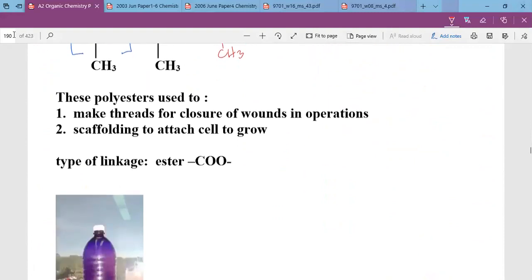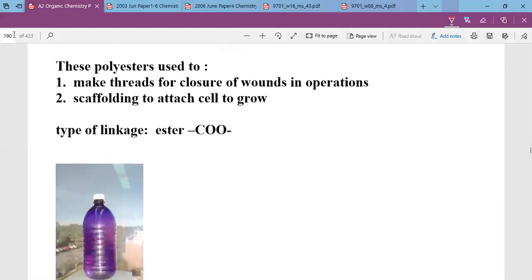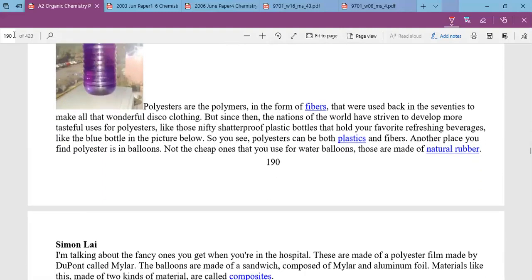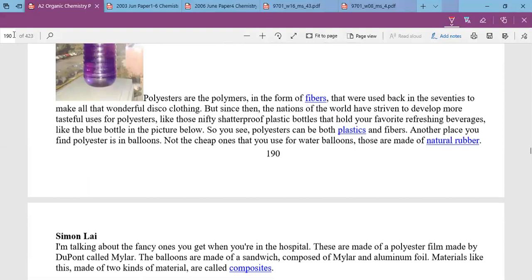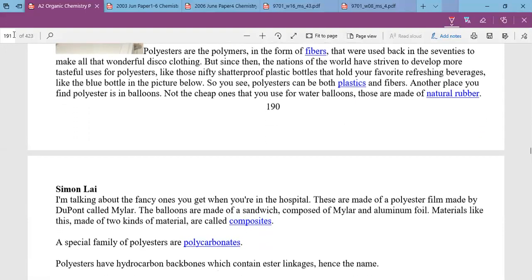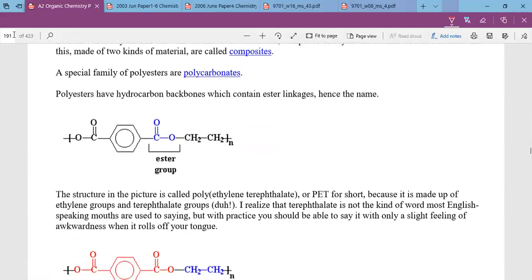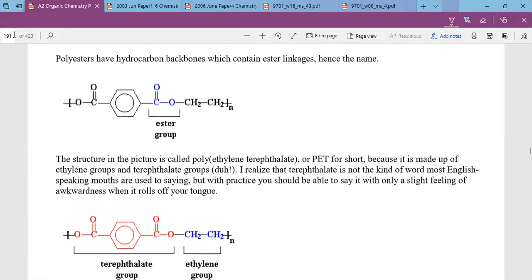Now, as I said, one use of polyesters is to make threads. Of course, this is for your polylactic acid. The ester linkage is also used to make your plastic bottles and so forth, polycarbonates. See now, this is your Terylene. Terylene is basically this one here.